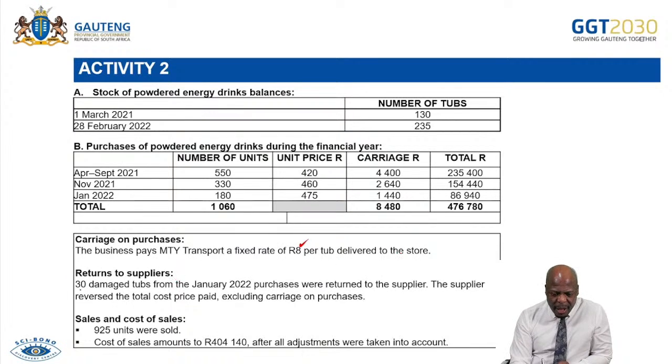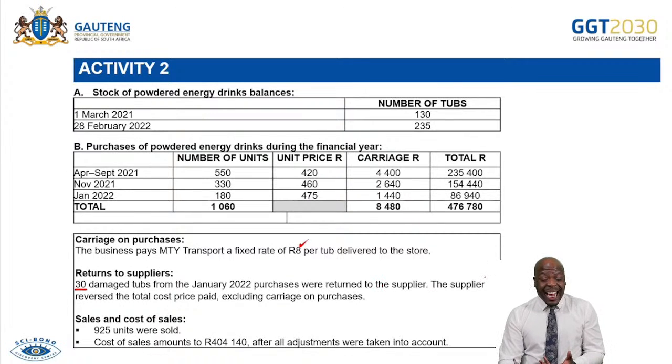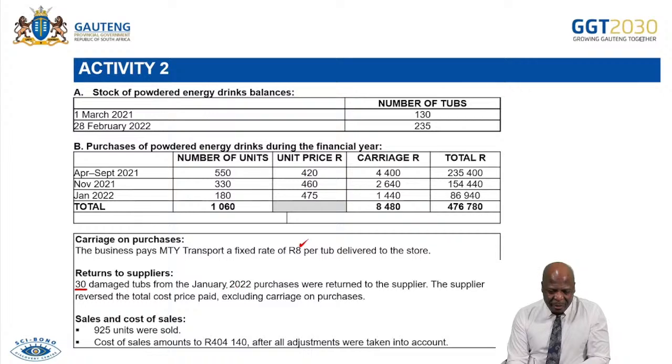Returns to suppliers. 30 damaged tubs from January 2022 purchases were returned to the supplier. Oh, this one is easy now because they're telling us where the purchases are from. But remember, if they don't tell us, is it a problem? We figured it out in the previous question. If they don't tell us that they're from January, where do we look? The cost price. You can see that the cost prices were not the same. The other one was 4,100, the other one was 4,000. So you can link those two up. But in this question, they told us that these were from the January 2022 purchases.